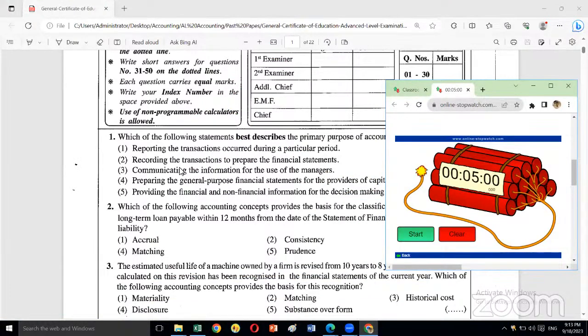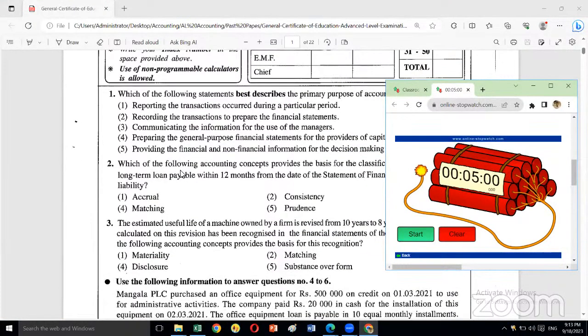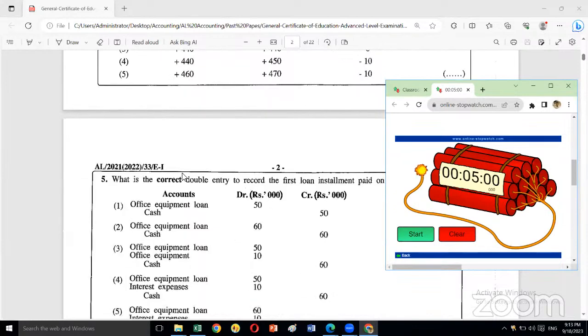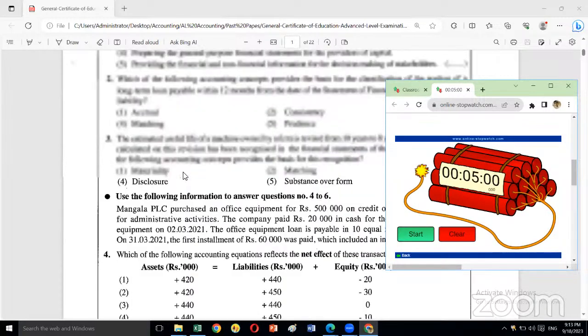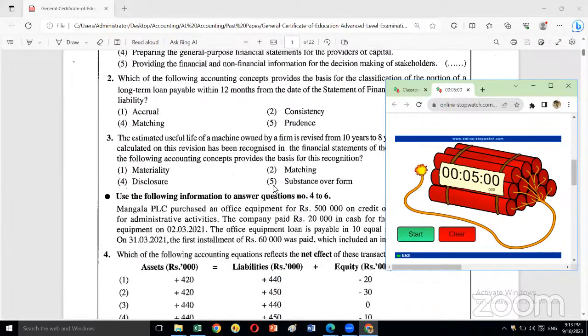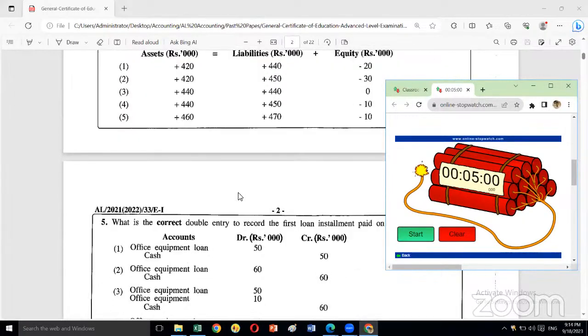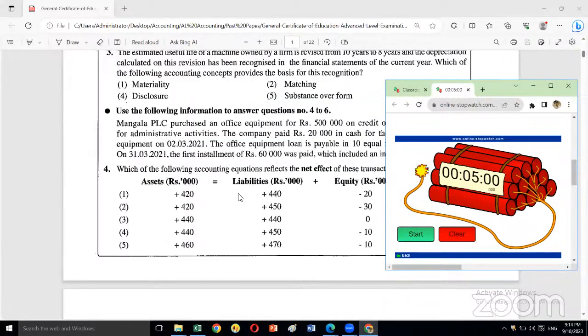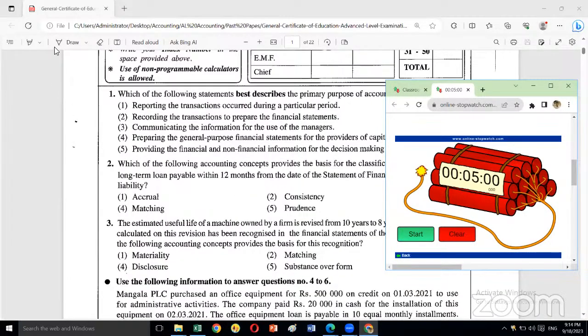First, you have to do question number 1, question number 2, question number 3, and question number 4. Yes, you can do up to question number 5. I can give you 5 minutes. So quickly do question number 1 to question number 5.